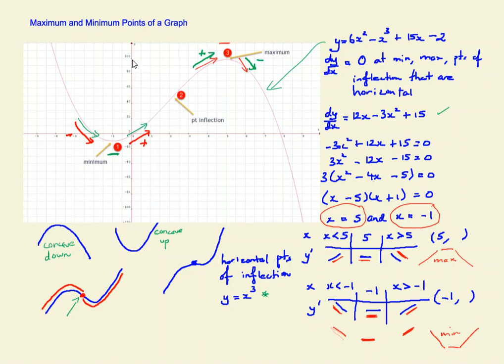The only thing left to do is to get the y value. So when x is 5, what is the y value here? And when x is equal to negative 1, what is the y value in about that position there? I'm going to let you find those. So substitute 5 and negative 1 into the original function, and I'll ask you tomorrow what the exact coordinates are.